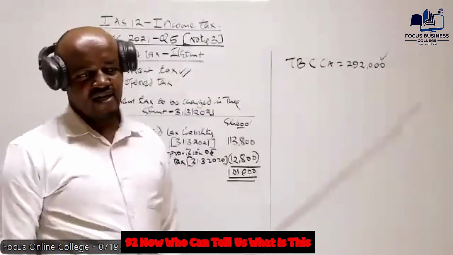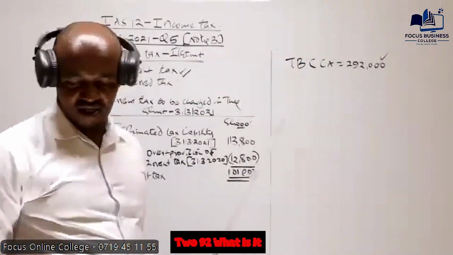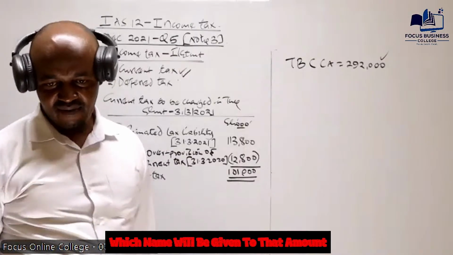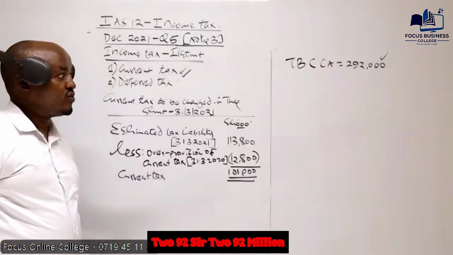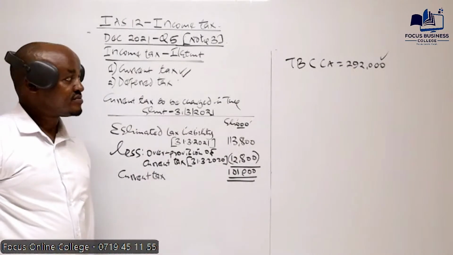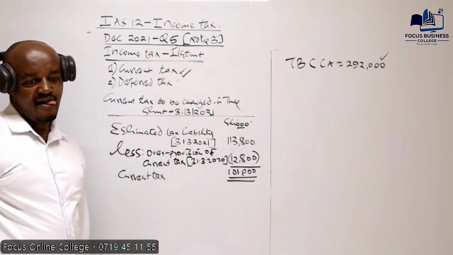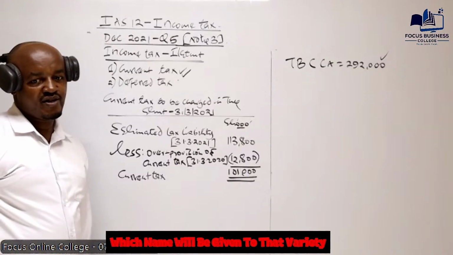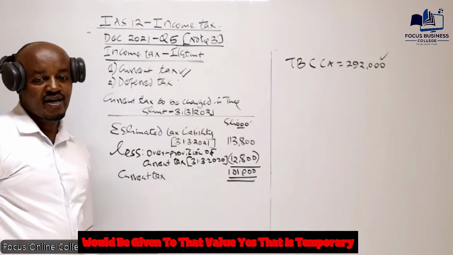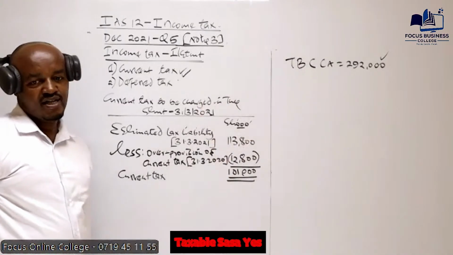292. Now, who can tell us what this particular amount is? Which name will be given to that value? Yes, that is the temporary difference, because you can see it is the difference between carrying amount and tax base.